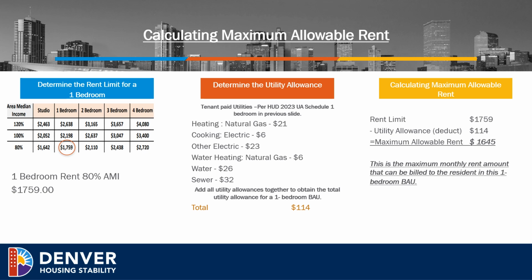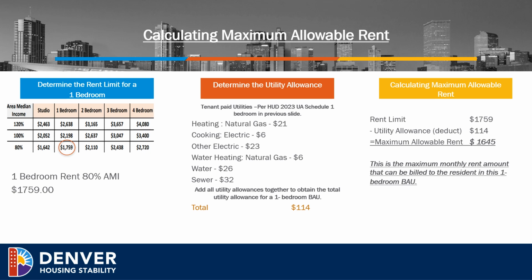We've used the utility allowance amounts from the HUD 2023 UA schedule, which was shown to you in the previous slide. In this example, the allowance for natural gas is $21, electric is $6, other electric $23, water heating using natural gas is $6, water is $26, sewer is $32. Now we'll combine the total of all utilities for the total of $114. The $114 is the utility allowance.